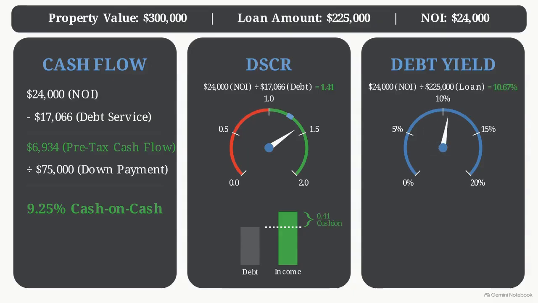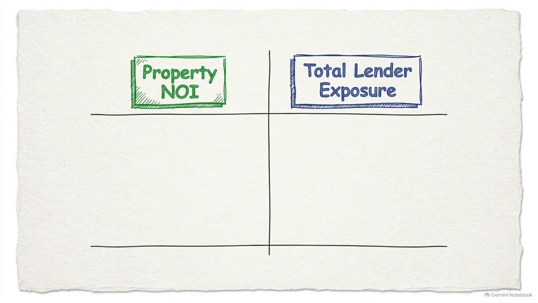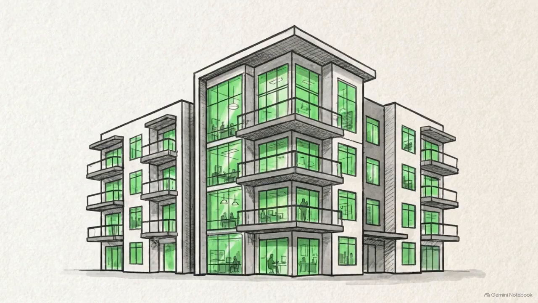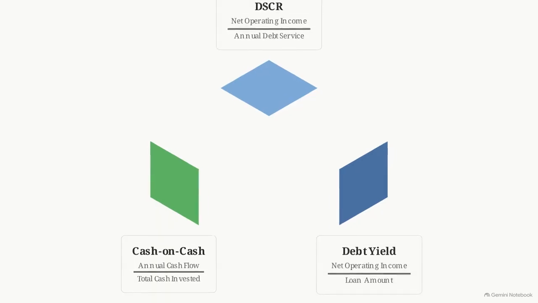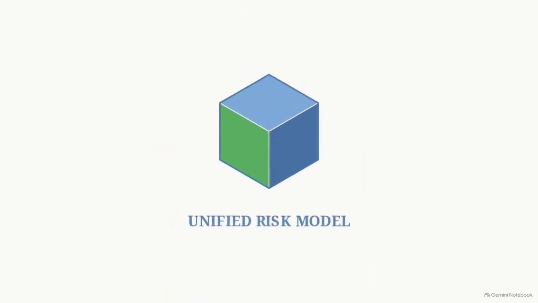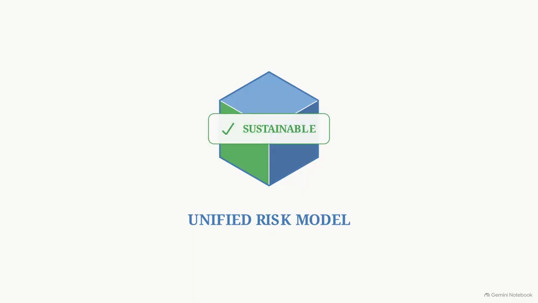property's income volatility. Finally, we measure debt yield. Dividing the $24,000 NOI by the $225,000 loan gives us 10.67%. Debt yield isolates the property's income relative to the total lender exposure. By removing the interest rate and amortization schedule from the equation entirely, it provides a raw measure of the asset's earning power. Together, these three metrics, cash-on-cash return, DSCR, and debt yield, create a three-dimensional view of risk, proving whether a property can actually sustain its leverage.